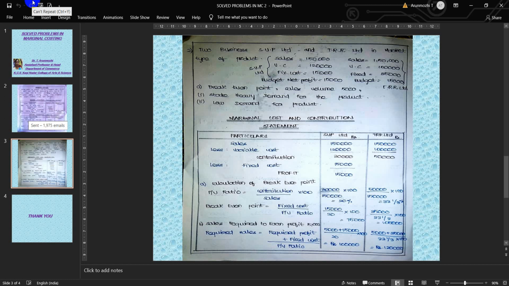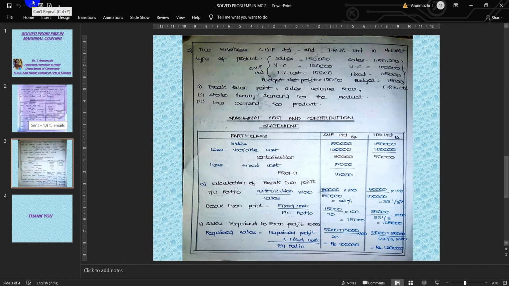Second question is sales required to earn profit of rupees 5,000. This is the case. Required sales is equal to required profit plus fixed cost divided by PV ratio. Now required profit is 5,000, fixed cost is 15,000, PV ratio already we have got it as 20. For TRR Limited, it is 5,000 plus 35,000 divided by 33 1 by 3 into 100. You get 1,20,000. Now, the third question asked is heavy demand for the product and low demand for the product.